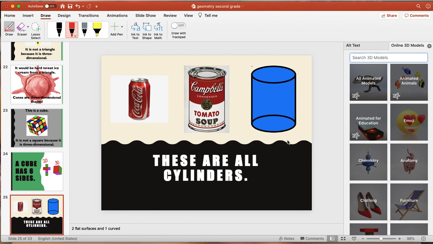Okay, now we're moving on to cylinders. So these are all examples of cylinders. So a Coca-Cola can, this Campbell's tomato soup can, and this is just our example of what a cylinder looks like. So a cylinder has 2 flat surfaces and a curved one. So as you could see, our flat surface would be our circle, because our circle has a curved side.